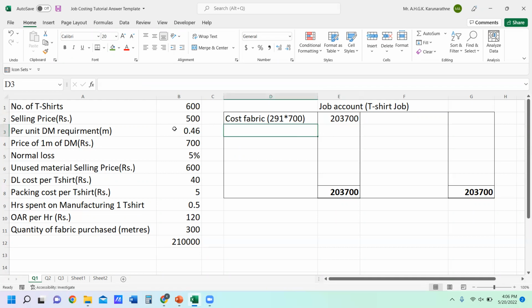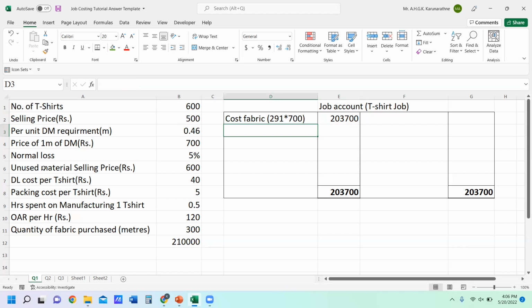Okay. Then next cost element. Selling price is not needed for this job account. Per unit requirement we considered. Price we have considered. Normal loss we considered.